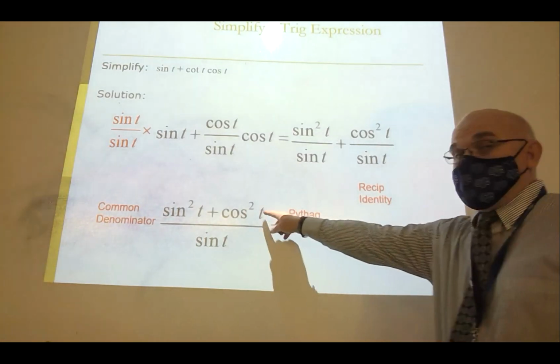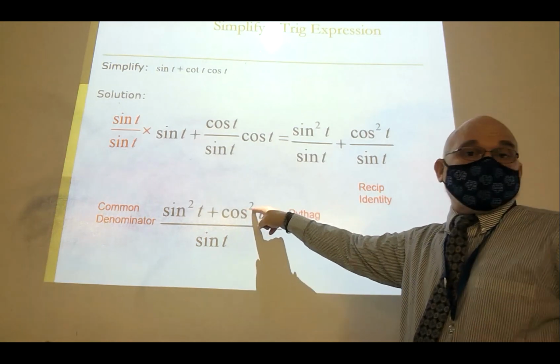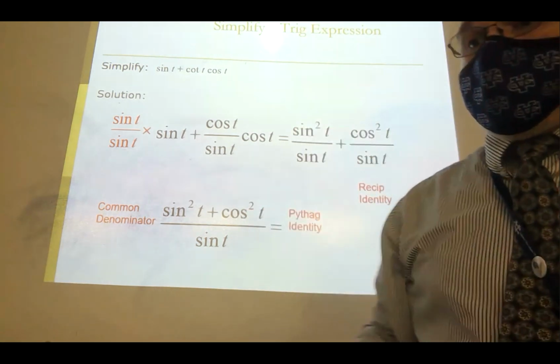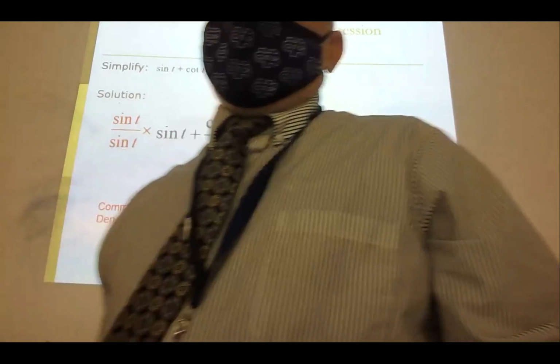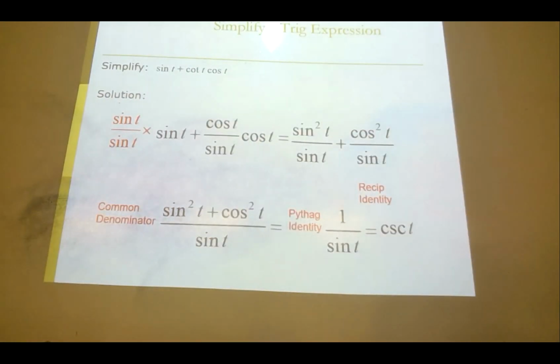And now I know from my Pythagorean identities, sine squared plus cosine squared is equal to 1. Okay, you're going to want to remember that. So I've got 1 over sine t, which I can reduce to cosecant of t. So I took that original expression and I simplified it down to 1 term.